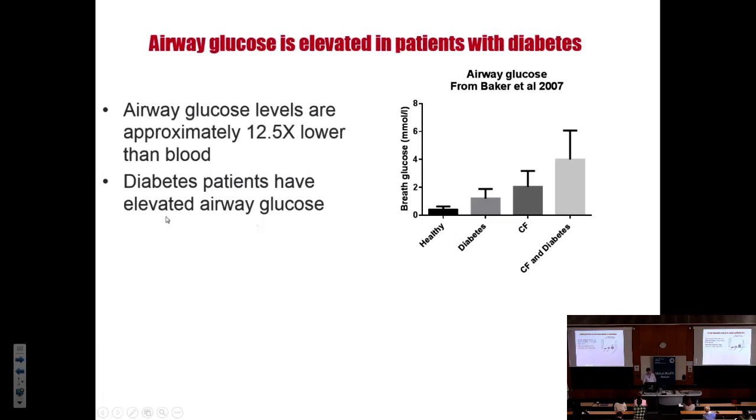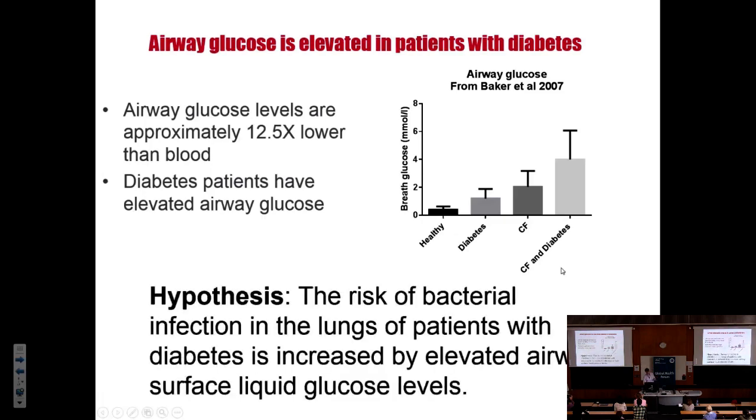Diabetes patients have, and I'm sorry if I'm using slightly the wrong terms, I'm aware that I'm not an endocrinologist, so I apologise if I'm using totally politically wrong phrases, but people with hyperglycemia, and particularly patients with both diabetes and cystic fibrosis, have much higher levels of glucose in their lungs. And so the hypothesis that Simran's been working on for the last 4 years is that the risk of bacterial infection in the lungs of patients with diabetes or hyperglycemia is increased by the elevated surface liquid glucose levels. Basically, there is more sugar in the lungs, so more bugs can grow.